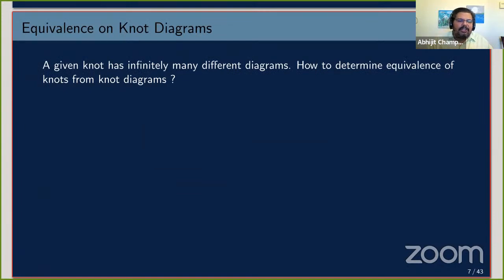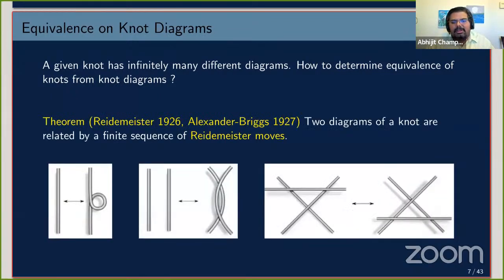So the first question which comes up is, we now have two representations. One is a continuous map or a smooth map in three-space, and the other is a planar diagram. So the question is, how do you determine equivalence of knots from knot diagrams? What happens to this planar equivalence? That is a very famous theorem of Reidemeister and Alexander-Briggs: two diagrams of a knot are related by a finite sequence of moves, which are called Reidemeister moves.